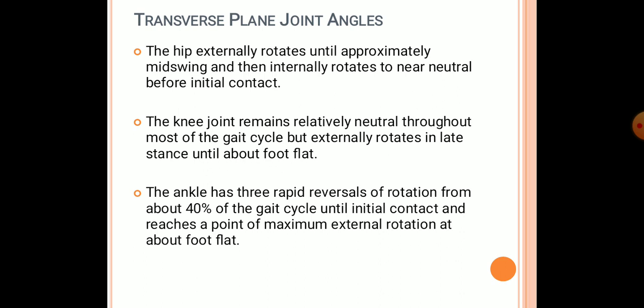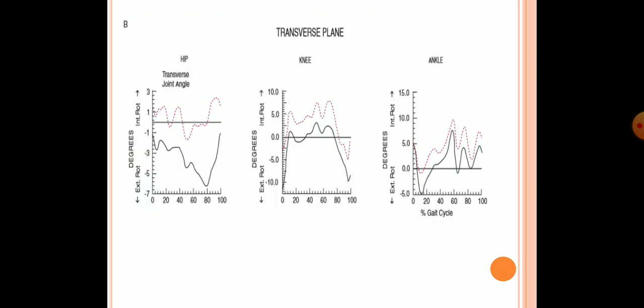The ankle has a rapid reversal of rotation from about 40% of the gait cycle until the initial contact and reaches a point of maximum external rotation at about foot flat. So in the ankle joint, it gives rapid rotatory movements and a maximum external rotation when we reach foot flat. So these are the movements which are happening in the transverse plane.